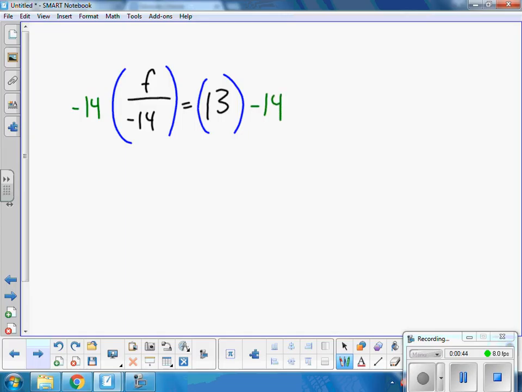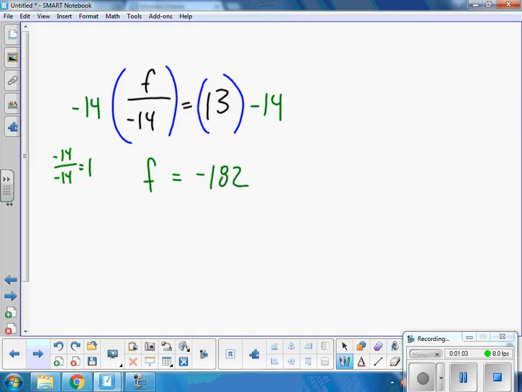And when I do that, negative 14 over negative 14 equals 1. And that's what I'm looking for. I am trying to get f all by itself. And then I have negative 14 times 13, which is going to equal negative 182.